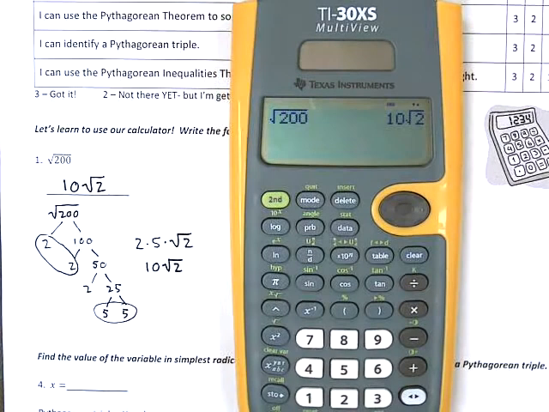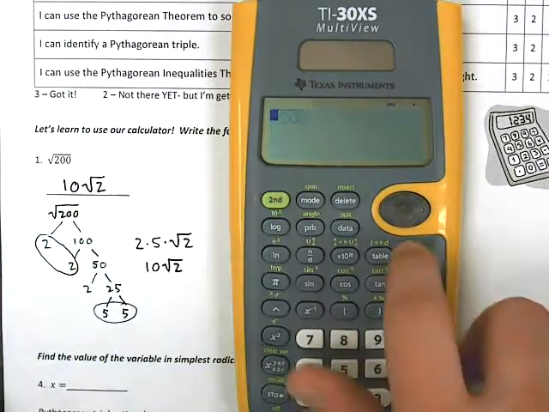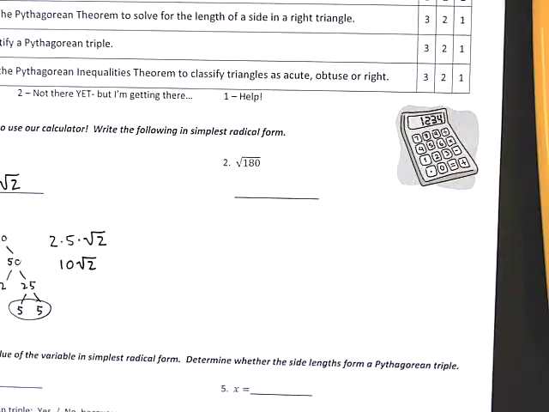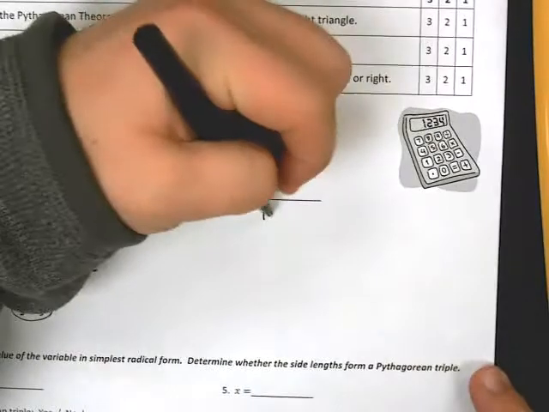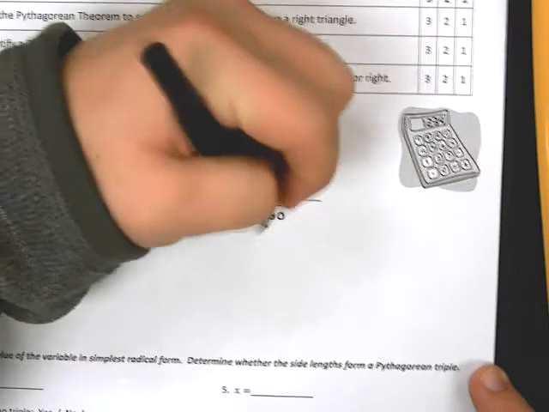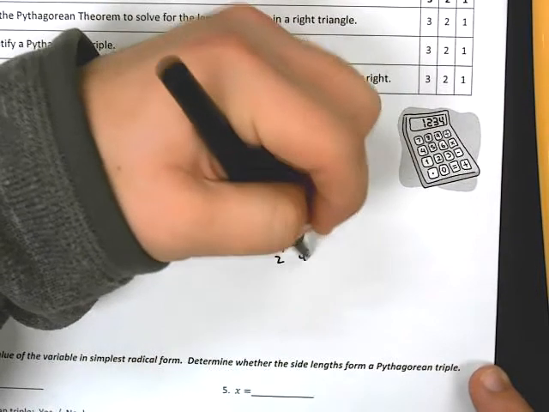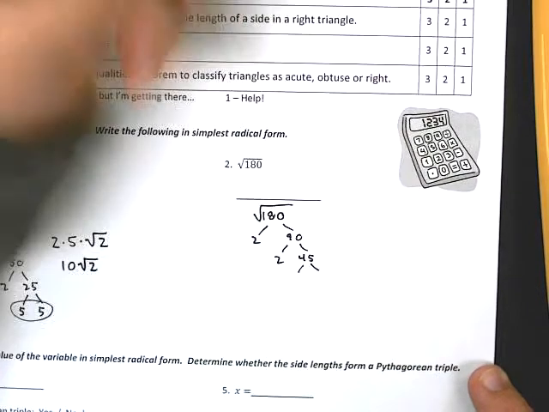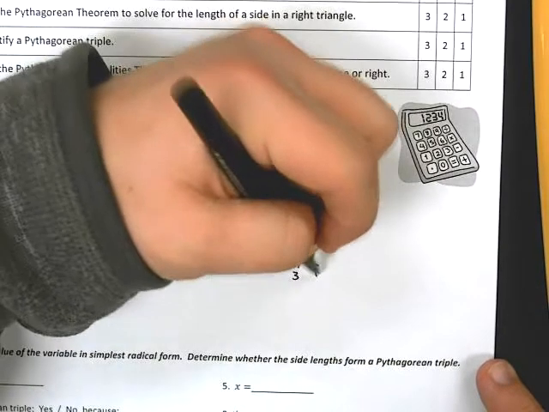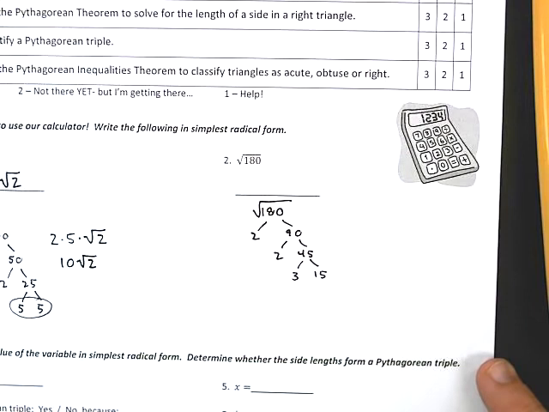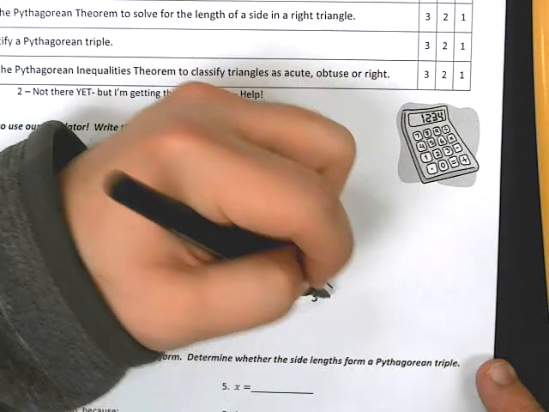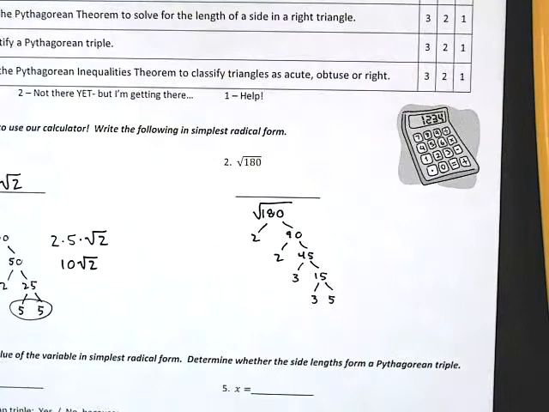Okay? So again, just for those people that don't have this calculator, I'm going to do this 180 over here. And I'm going to break it down. So 2 and 90, 2 and 45, 3 and 15, 3 and 5, and that's as broken down as it can go.